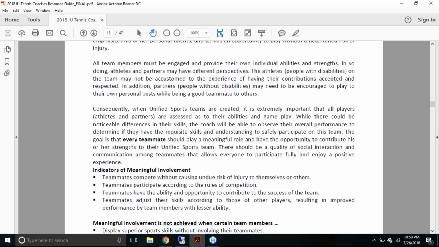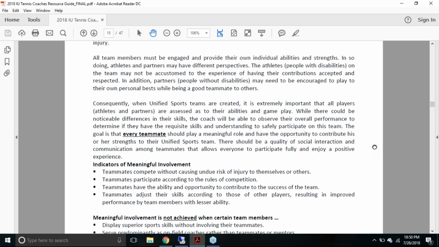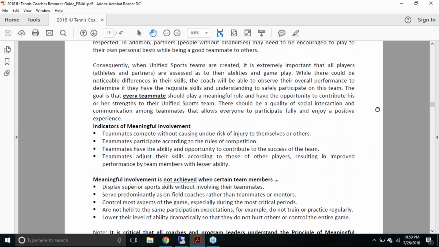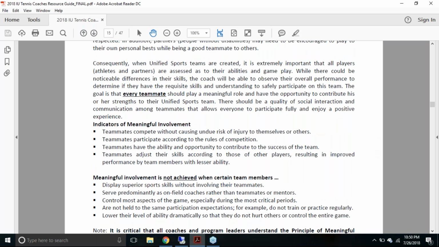On the other hand, partners, people without disabilities, may need to be encouraged to play to their own personal bests while being a good teammate to others. Consequently, when unified sports teams are created, it is extremely important that all players are assessed as to their abilities in gameplay. While there could be noticeable differences in their skills, the coach will be able to observe their overall performance to determine if they have the requisite skills and understanding to safely participate on this team.